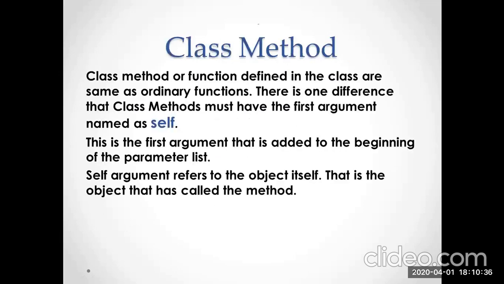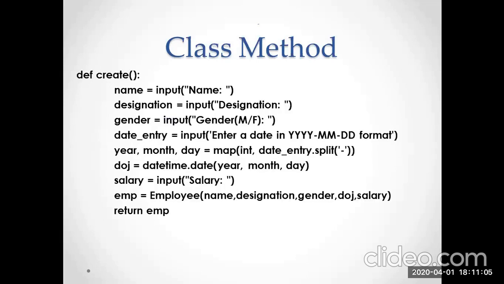Then what do you mean by class method? Class methods or functions defined in the class are the same as ordinary functions, but there is one small difference. Class methods must have the first argument named as self. This is the first argument that is added to the beginning of the parameter list of the class. The self argument refers to the object itself, that is, the object that has called the method.